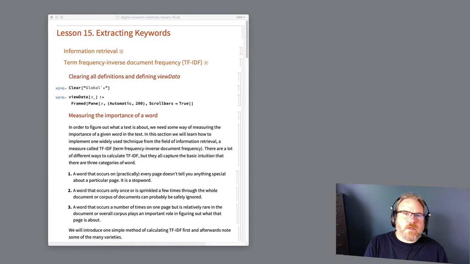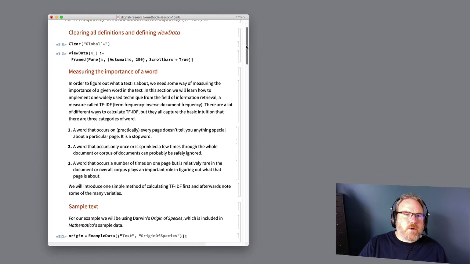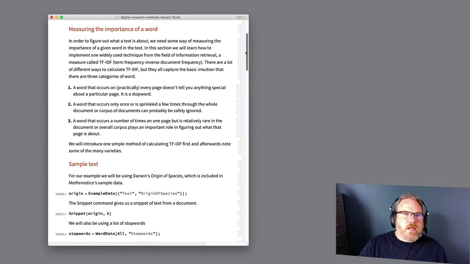Let's start with the classic method for determining the relevance of keywords, which is called term frequency inverse document frequency, or TFIDF. In order to figure out what a text is about, we need to figure out the importance of each word. And TFIDF captures the intuition that there are basically three categories of word.